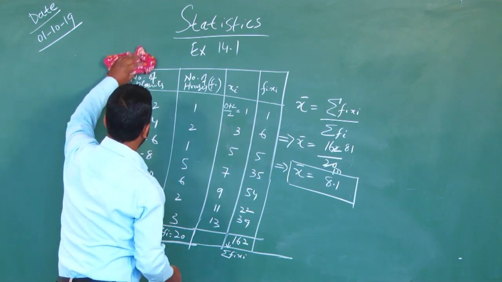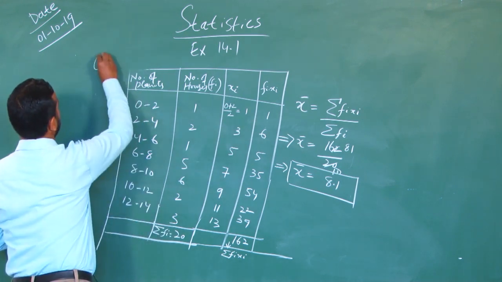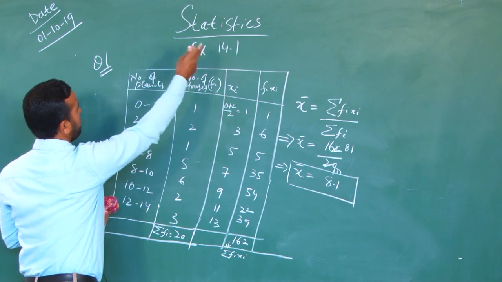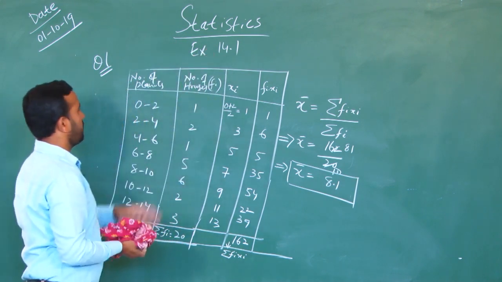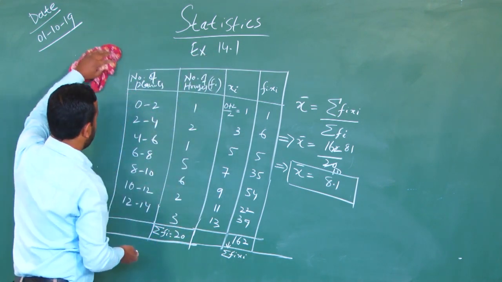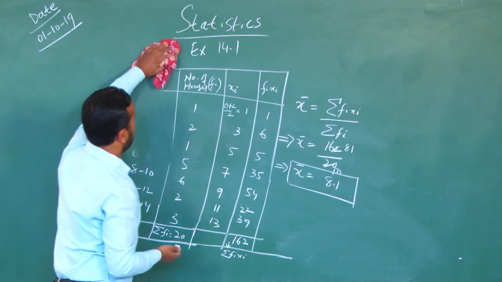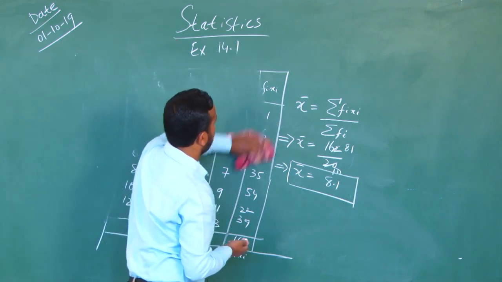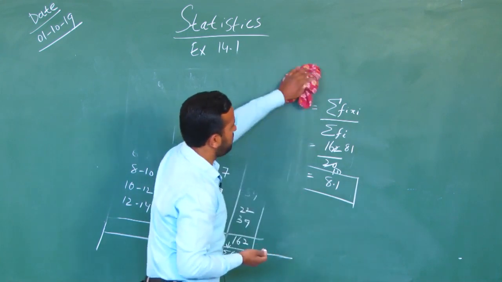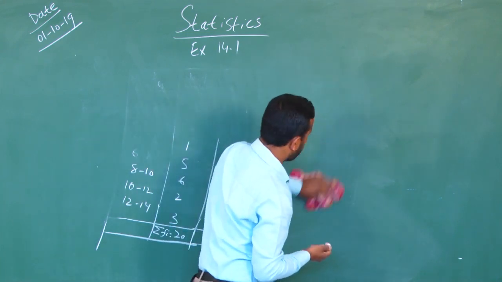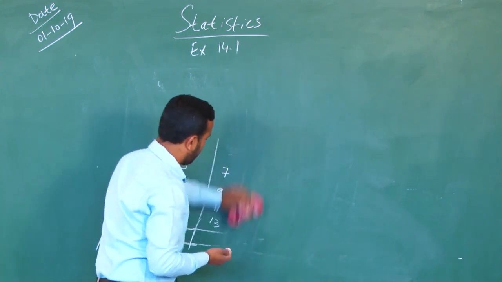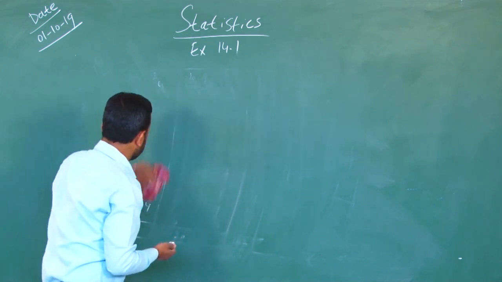Let us see. This was question number 1. Do remember, it was from exercise 14.1, question number 1 of the exercise. Let us try to see, with the help of the next method, how we can calculate the mean of the given data. This was from the direct method, because we have to learn one by one all the methods.